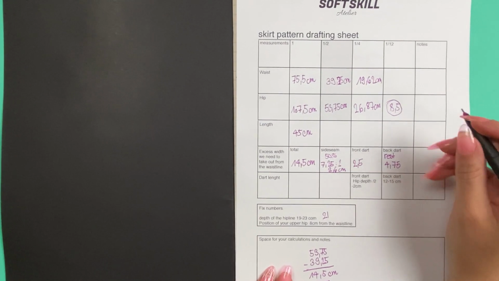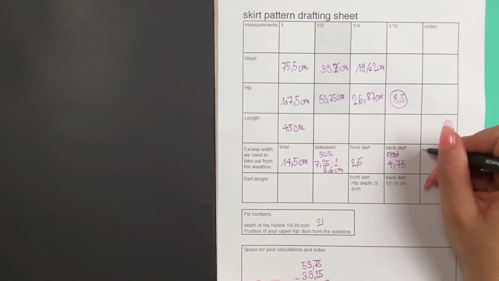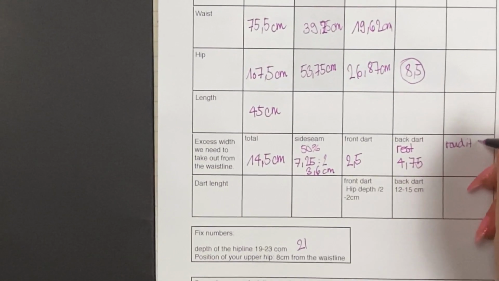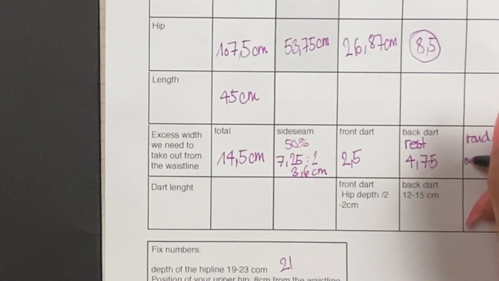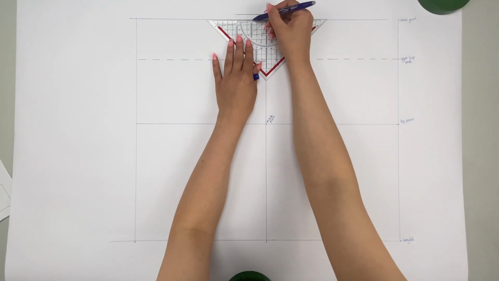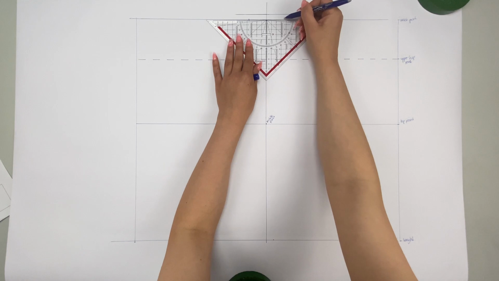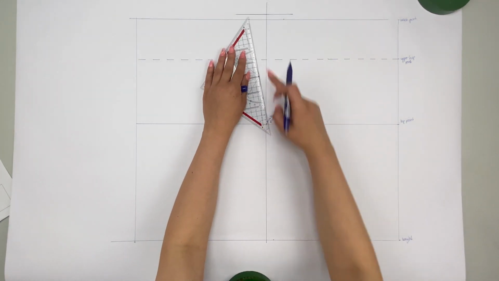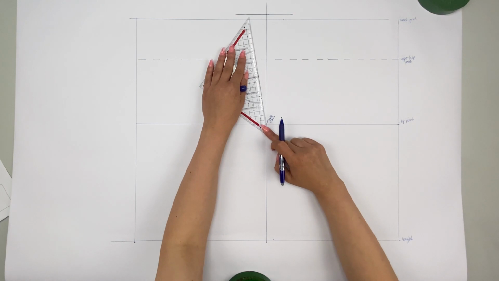Now it's time for taking away the excess width from the waistline. For that we go back to our sheet. First we go to our side seam number and make a mark on each side of the middle point. So the two marks are the full side seam value apart from each other. Next, draw 2 lines from the hip middle point to the front mark and 1 to the back mark. Now we have the position of the side seams prepared.